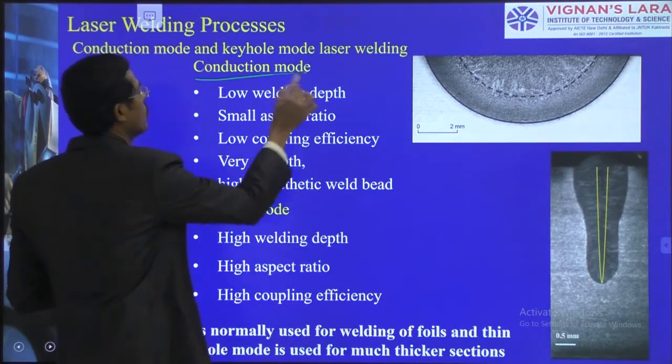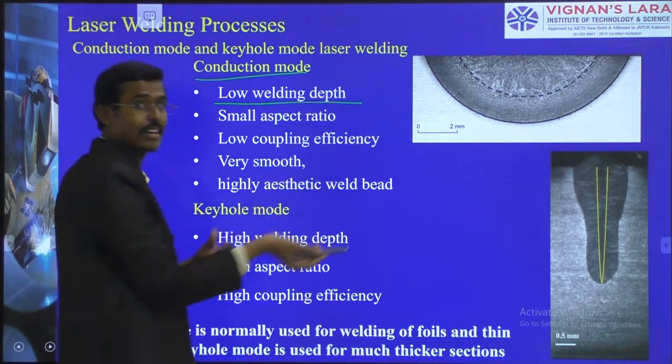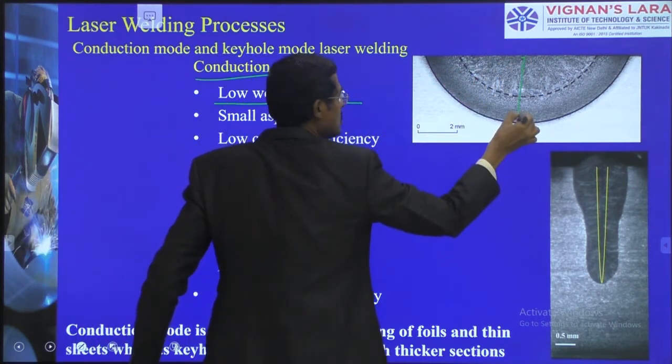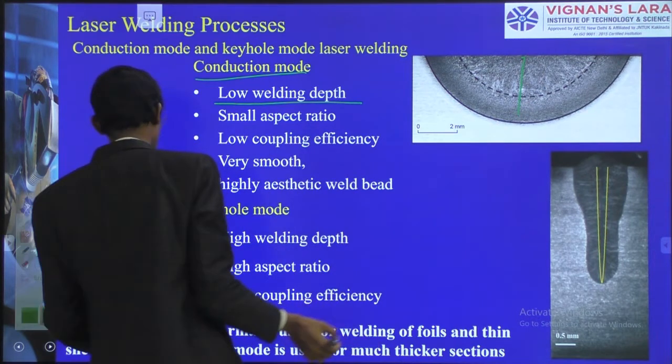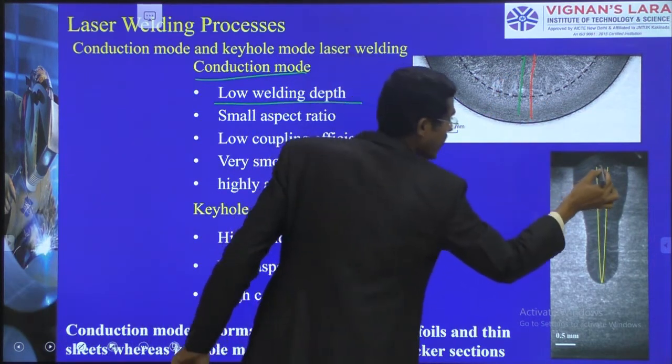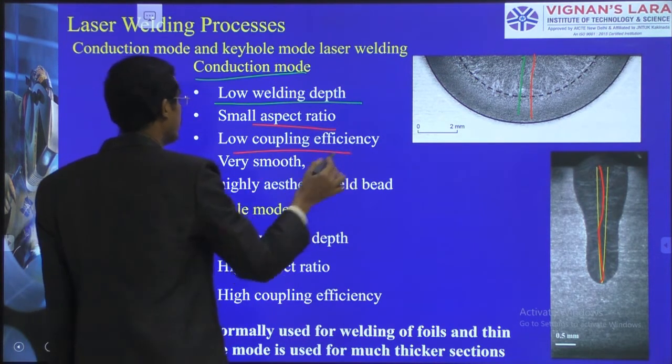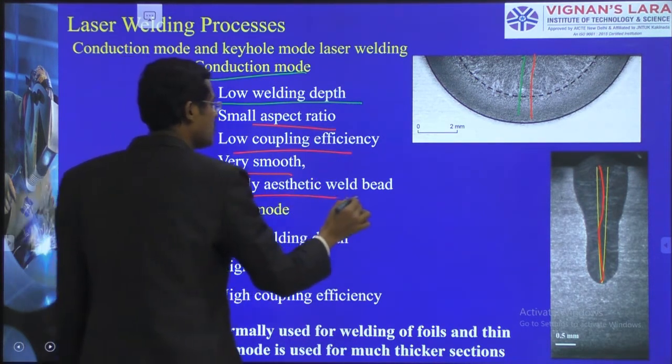See, conduction mode, low welding depth. So what I told comes here. The welding depth is less here. But here they have a large welding depth. Small aspect ratio, low coupling efficiency, very smooth, high aesthetic weld bead.